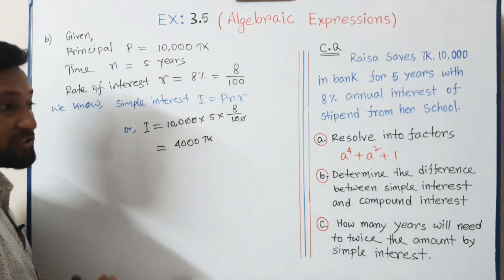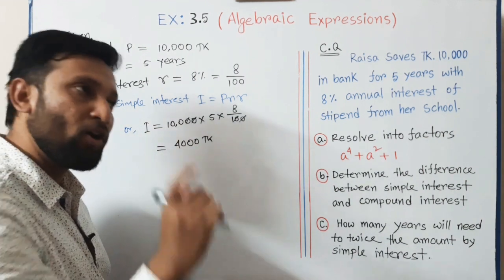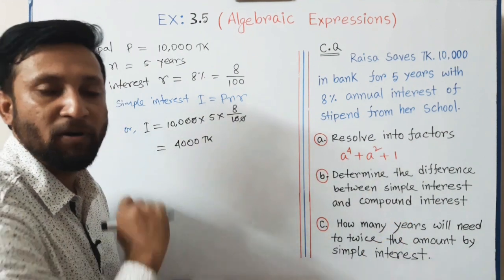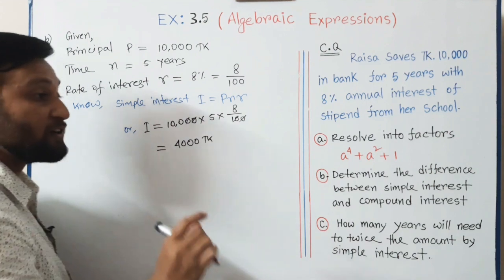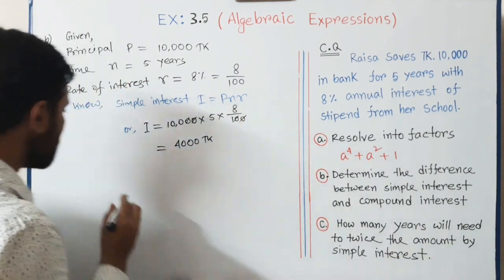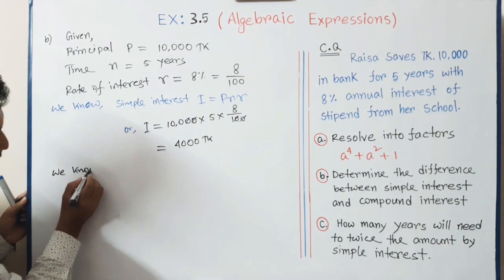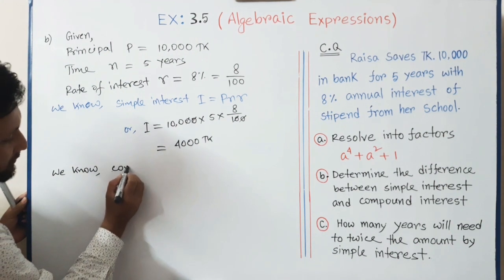Now we have to identify the compound interest. Compound interest is compound profit minus principal. So at first we have to identify the compound profit. So we know the compound profit.